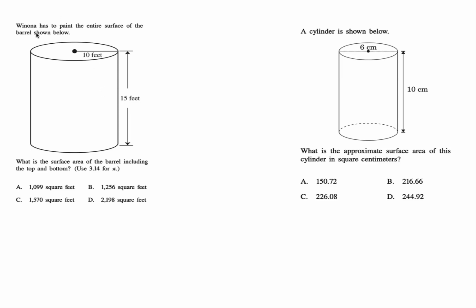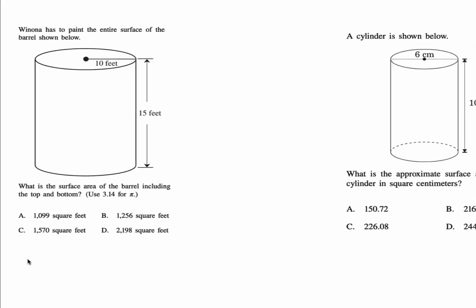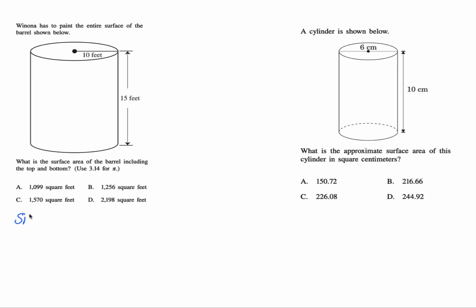So my first question says, Winona has to paint the entire surface of the barrel shown below. What is the surface area of the barrel including the top and the bottom? Use 3.14 for pi. So the first thing we need to do is write our formula. Our formula is SA, which represents surface area, and it is 2 pi r for radius multiplied by the height, and then you're going to add 2 pi r squared.